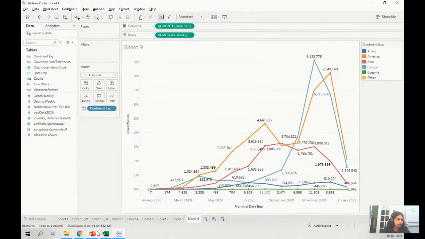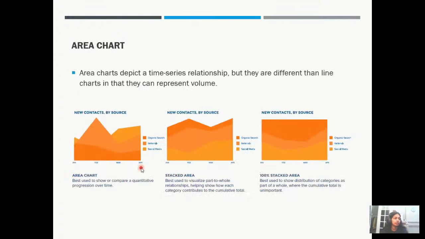This is for line graph. So going back to the presentation, area chart also is used for time series. This also has same usage as line chart. They can represent volume. Instead of the line, the area beneath the line is shaded.